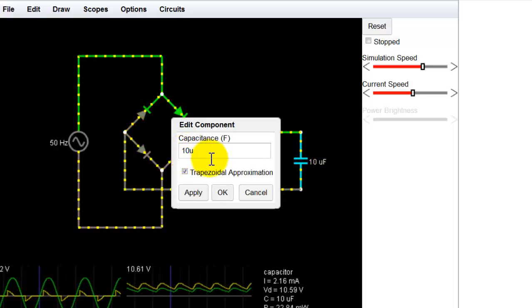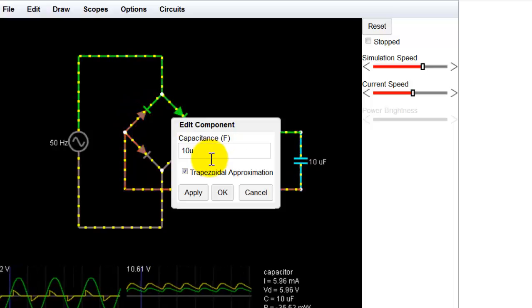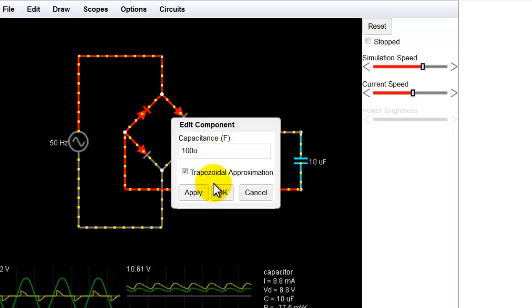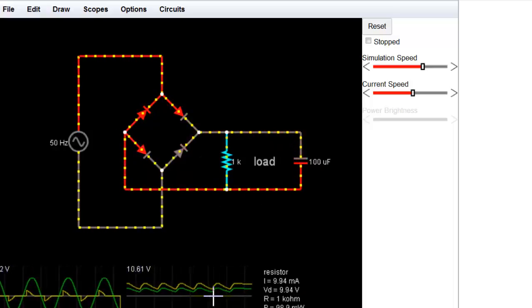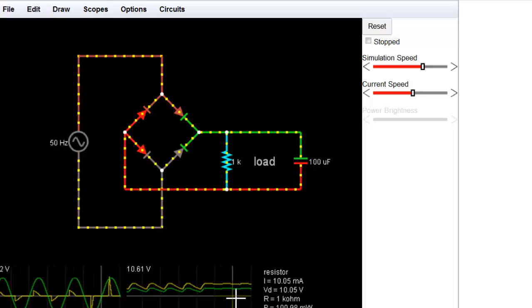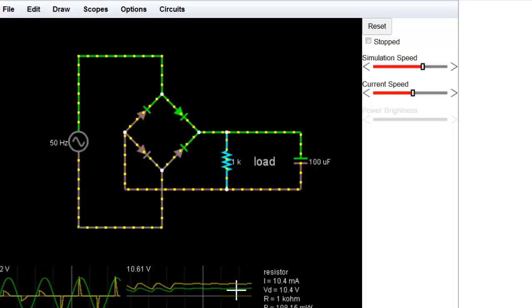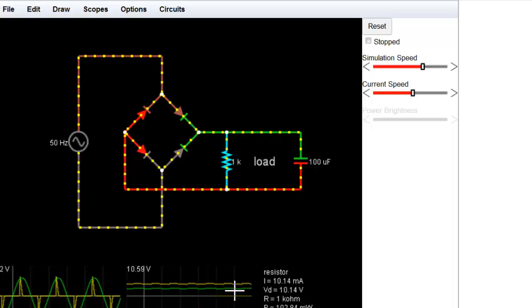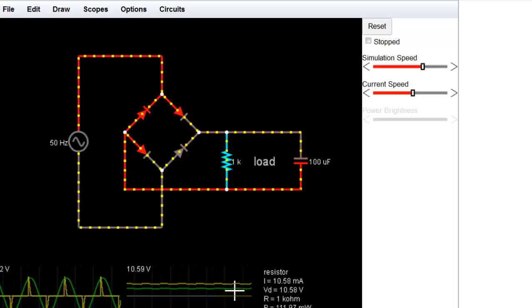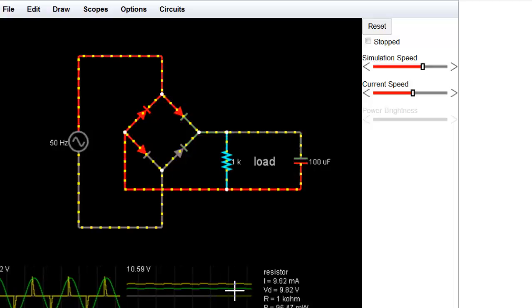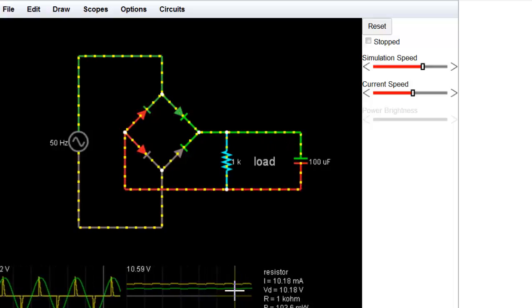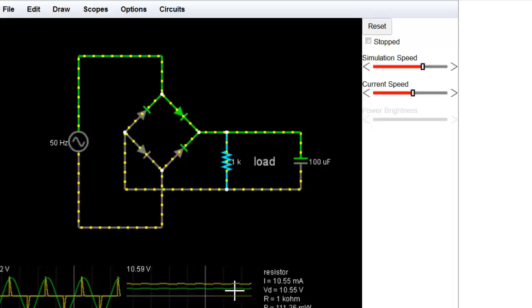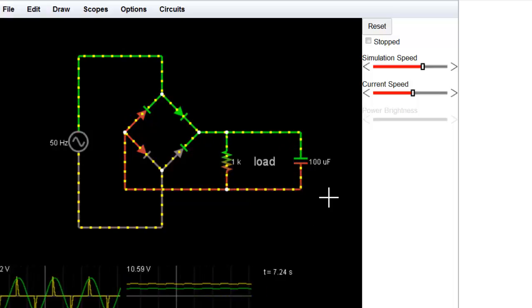Let us increase it by say 10 times. So we have 100 microfarad, and observe the signal. So we see that now there are variations, but they are too minor. So it has approached 90% DC. So it means that the higher the value of the capacitor, the higher the filtering that occurs.